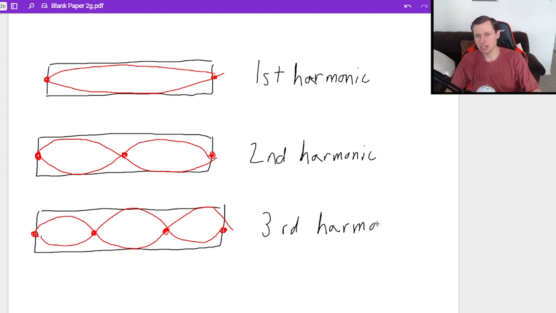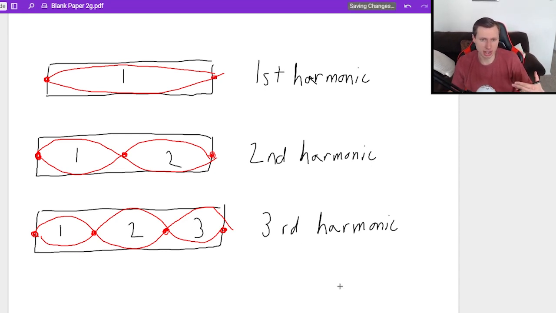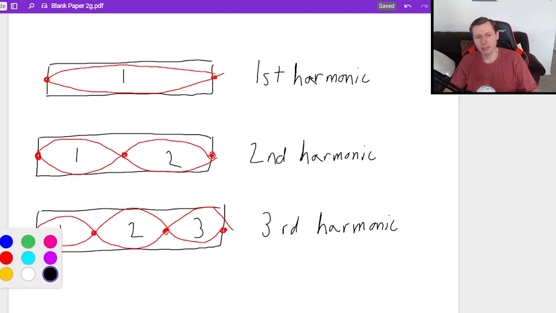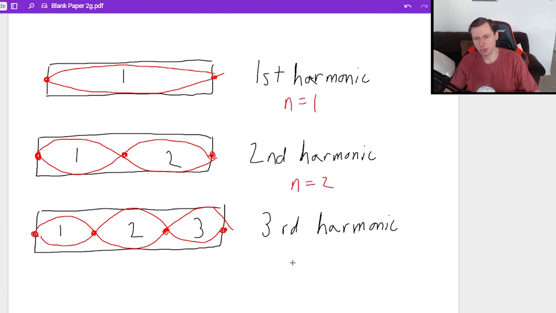It's easy to tell with standing waves which one's which, because at least for the both ends closed, all you need to do is count the number of loops. In this one I have 1 loop, in this one I have 1, 2 loops, in this one I have 1, 2, 3 loops. That's how you can always count the harmonic for this case. And typically we would write n equals 1, n equals 2, and n equals 3. What's n? Well, n is the number of the harmonic you're on.